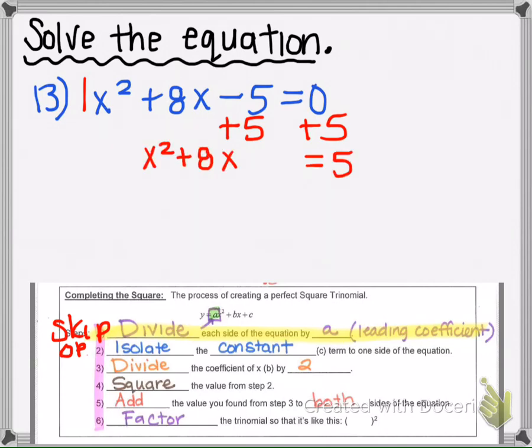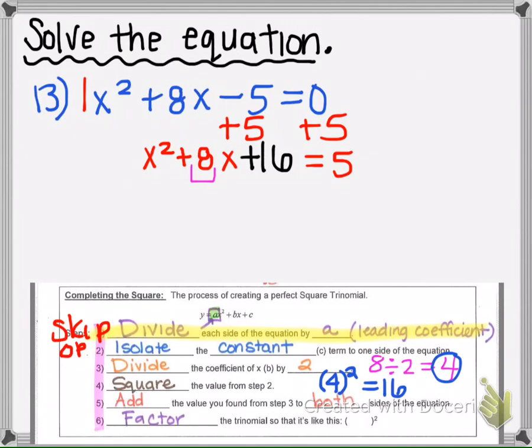Now step 3 says divide the coefficient of x, so our b term, so we're going to take this number right here, and we are going to divide 8 by 2. Okay, now step 4, we're going to take the 4 we just got from here, and we're going to square it, and we get 16. And that is the number that we're going to insert into the equation here.